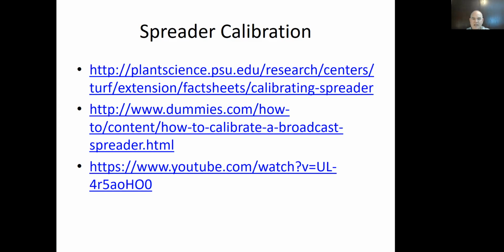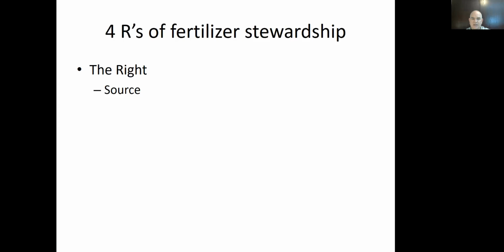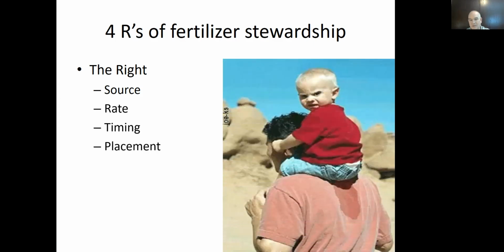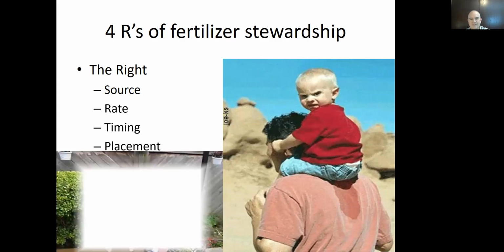I'm not going to talk about spreader calibration just because this is already going long, but it is important. And there's some great resources here. It's important to put that fertilizer on properly. I am going to talk a little bit about some of the problems we have with fertilizers in just a minute. When we talk about fertilizers, we talk about the 4 R's of fertilizer stewardship, which is applying the right source, at the right rate, at the right timing, and at the right placement. So here's some liquid fertilizer that's being applied in the wrong place.